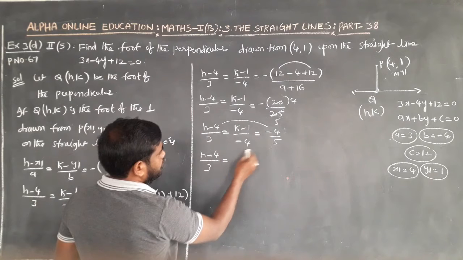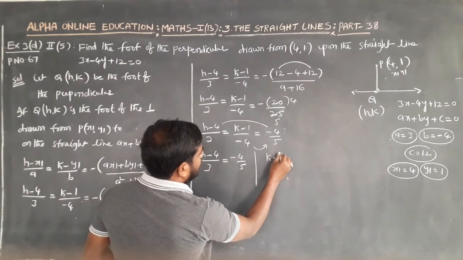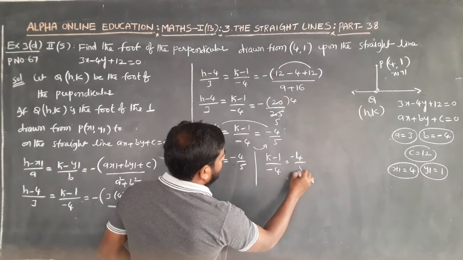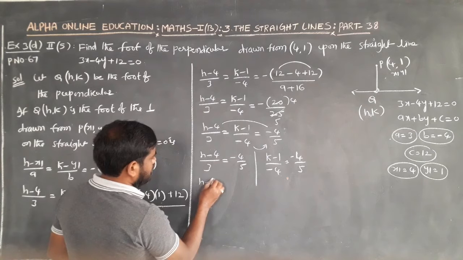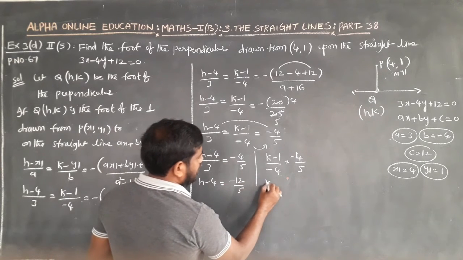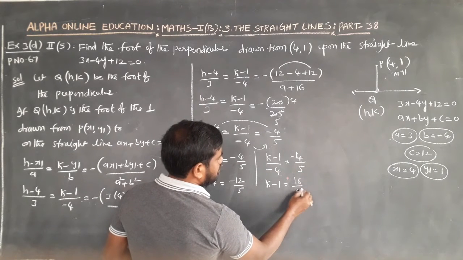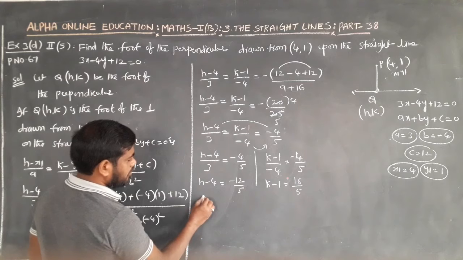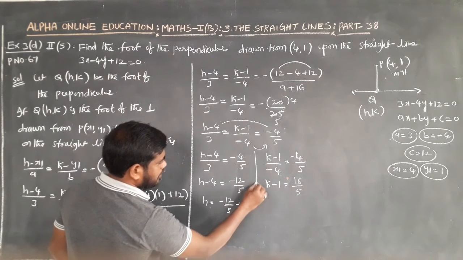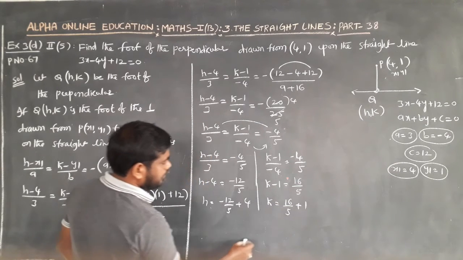(h minus 4) by 3 is equal to minus 4 by 5. (k minus 1) by minus 4 is equal to minus 4 by 5. h minus 4 is equal to minus 12 by 5. k minus 1 is equal to 16 by 5. h is equal to minus 12 by 5 plus 4. k is equal to 16 by 5 plus 1.